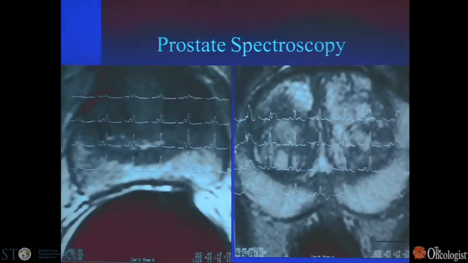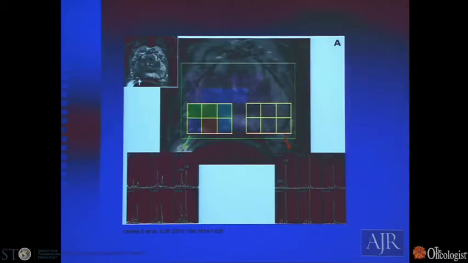These are two axial, high-resolution images of the prostate, and the lines overlying the two images of the prostate gland correspond to spectra that are obtained on a voxel-by-voxel basis. So we're obtaining proton MR spectroscopy as a function of position within the prostate gland. So how does this help us?